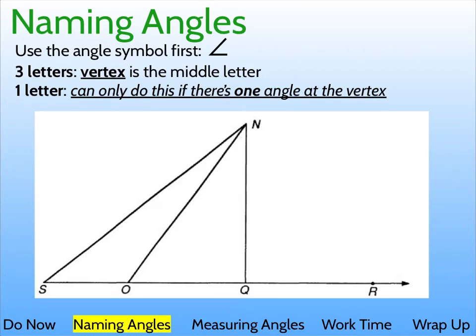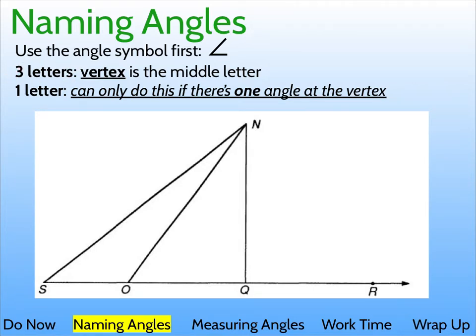Okay, so today we're going to look at naming and also measuring some angles. So, important thing first, this symbol right here stands for angle, and it kind of looks like an angle, so it's easy to think about that way. Just like boom, boom. Usually you're going to want to use 3 letters to name an angle.